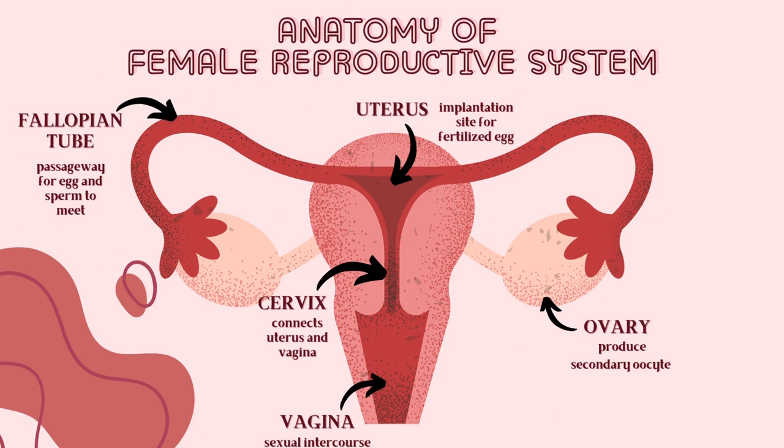So, firstly, the vagina is for sexual intercourse, where it receives sperm, while the cervix connects the uterus and vagina. The cervix has lots of properties. One of them is that the cervix can become wide during birth of the baby. Then the uterus will receive the fertilized egg and be the site of implantation, specifically on the endometrium along the anterior or posterior wall of the body of the uterus near the fundus. Then the fallopian tube is the first passageway where the secondary oocyte and sperm meet and form the fertilized egg. And lastly, the ovary is the site for producing the secondary oocyte.